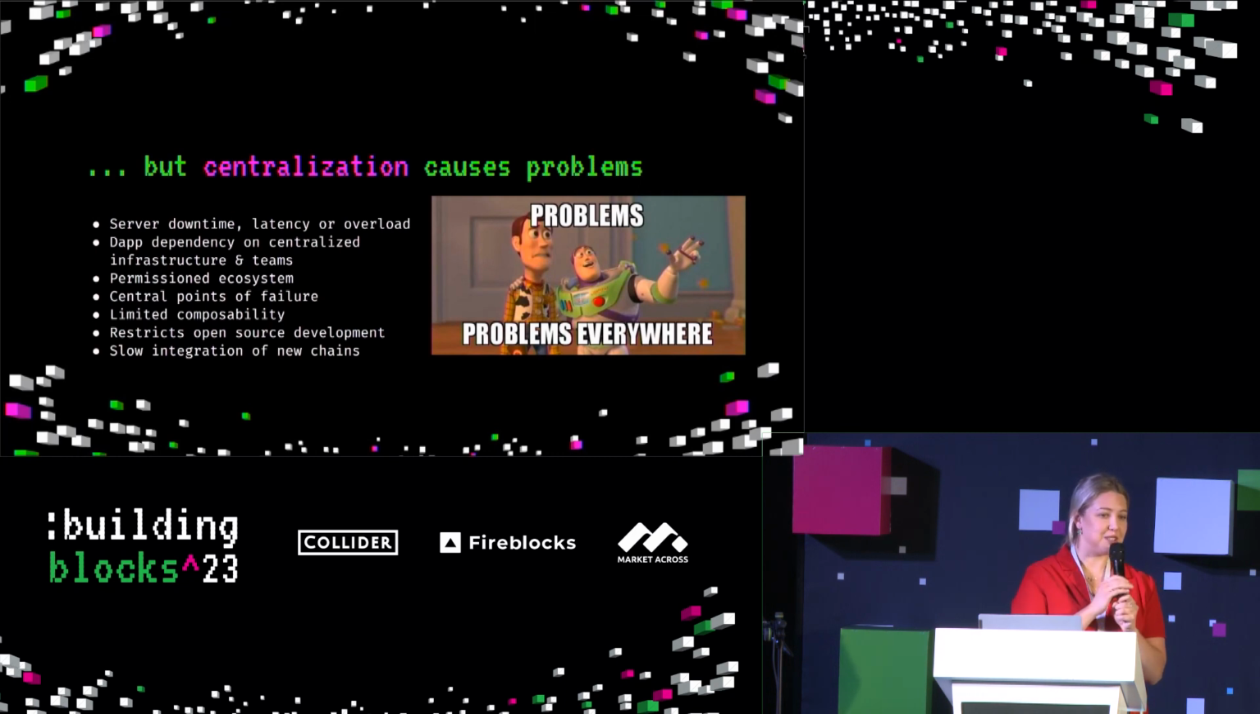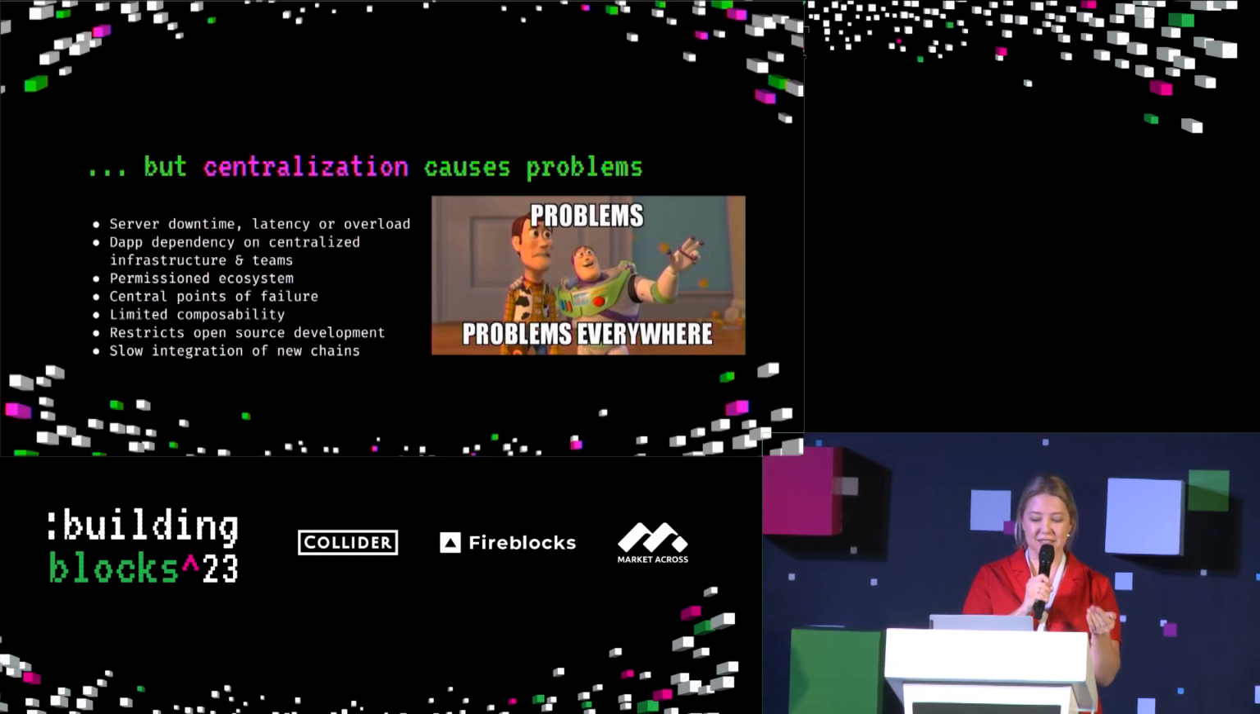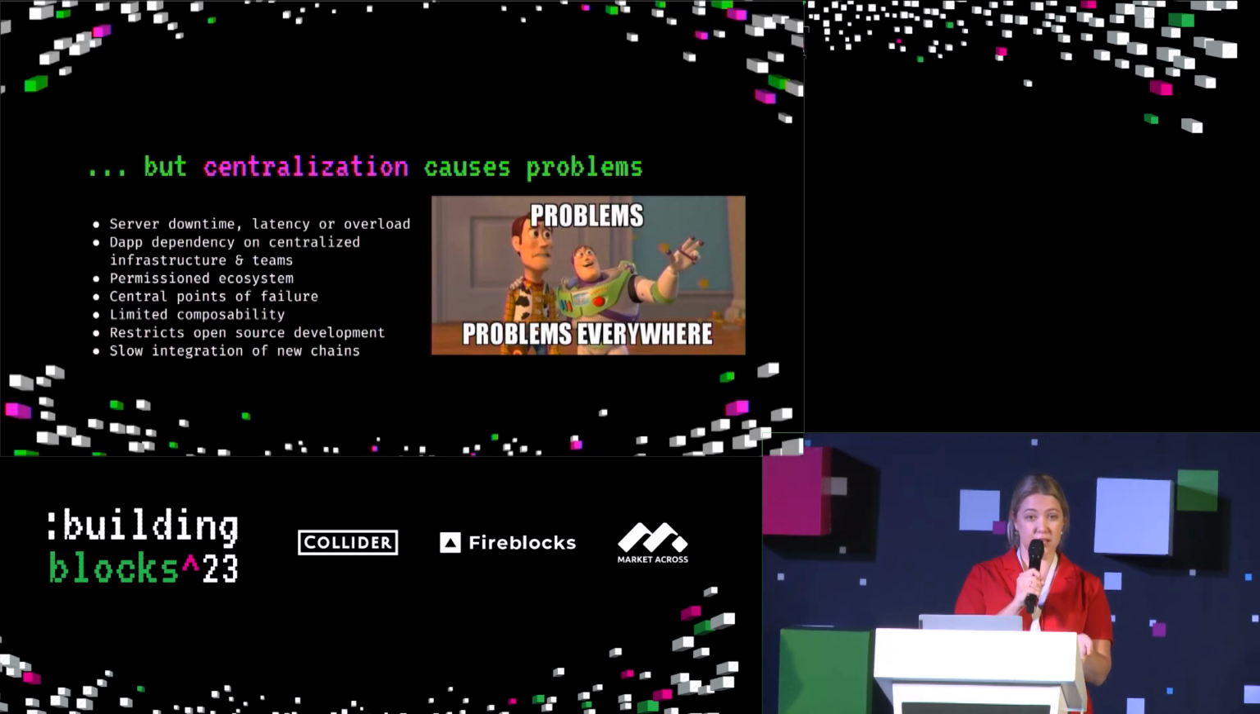So the problem with the hosted service is there are lots of problems. Server downtime, latency, creating a permissioned ecosystem means that you limit the network effects of those open APIs and developers, central points of failure, sort of the classic reason we are decentralizing. And one really interesting one is slow integration. So when you have a hosted service or any centralized team, you're really depending on that team to whether it's improve or upgrade the software or maybe integrate with other subgraphs.